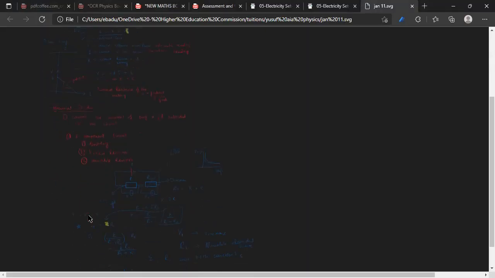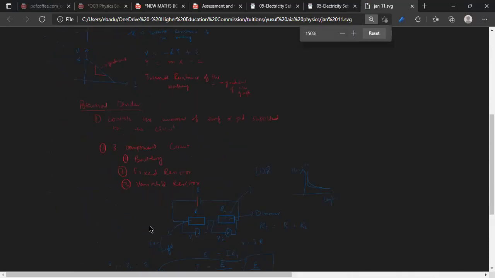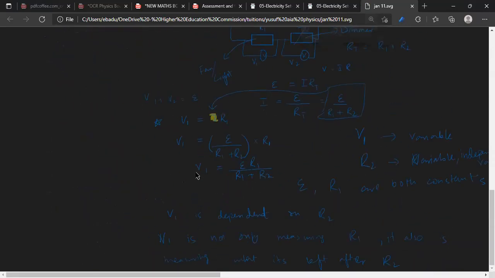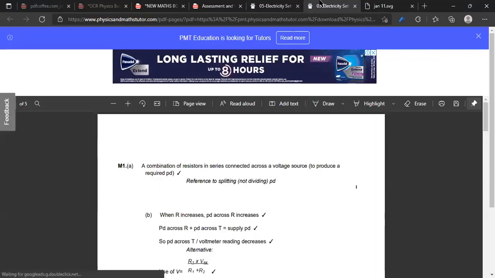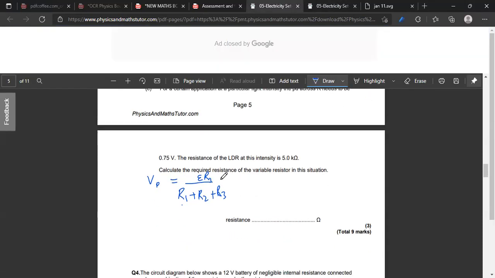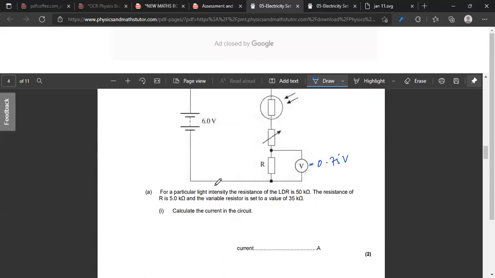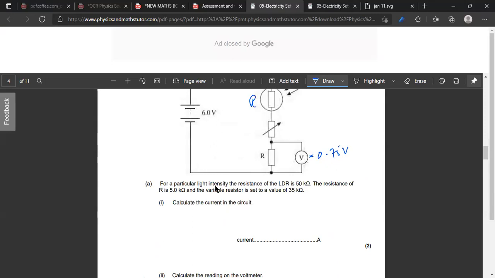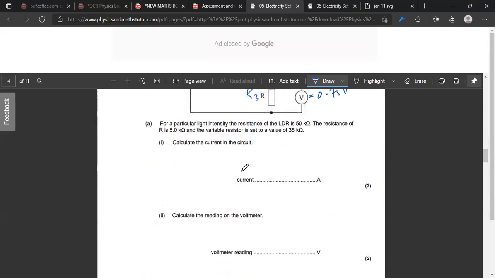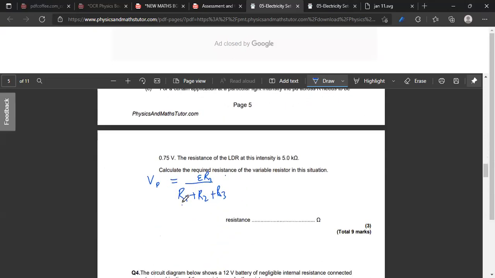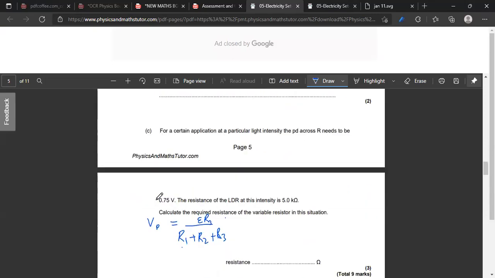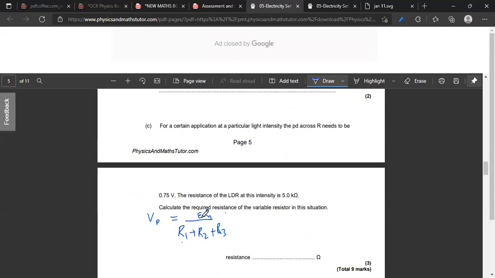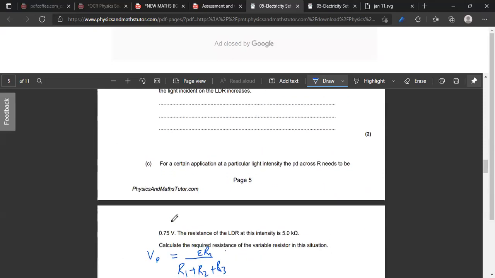The formula that we discussed was this formula. So V equals this formula. That's what we're going to do here. I'm just going to write this is R1, this is R2, and this is R3. So the voltmeter reading is equal to epsilon times R3 divided by the total resistance.